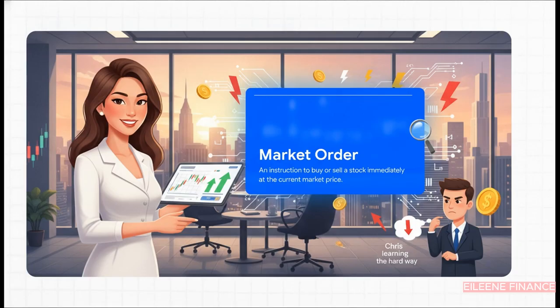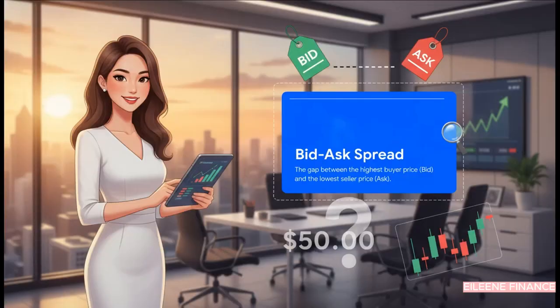Let's start by unpacking Chris's default move, the market order. A market order is essentially you telling your broker, execute this trade right now, at whatever the available price happens to be. There's no price condition attached to it. No minimum, no maximum. It is literally the fastest, most reliable path from making your decision to actually owning those shares. It guarantees execution. But as Chris is learning the hard way, that guarantee comes with a hidden tax. That hidden tax? It exists because of something called the bid-ask spread.